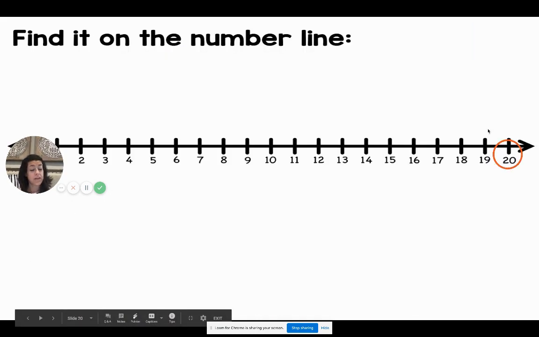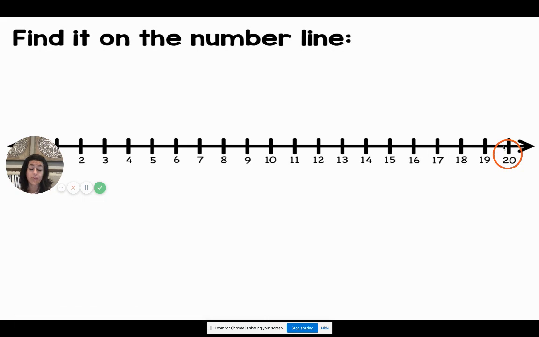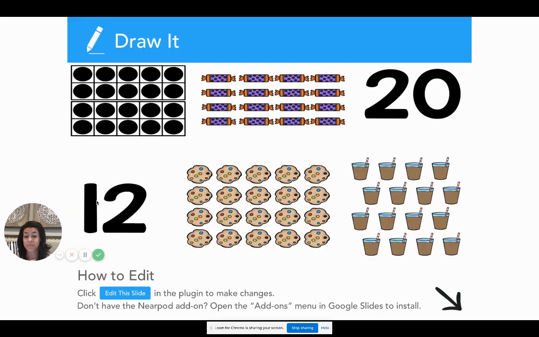Here's the number 20 on a number line. Who comes after? 21. Who comes before? 19. Carefully count all of the objects that represent the number 20.